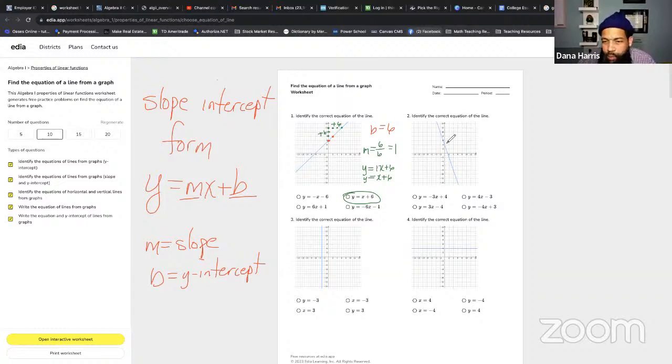So let's look at the second one. First of all, we find the y-intercept, which here is at 0, 4. So b is 4. And then let's choose another point. Let's choose this point right here, 4, -8.